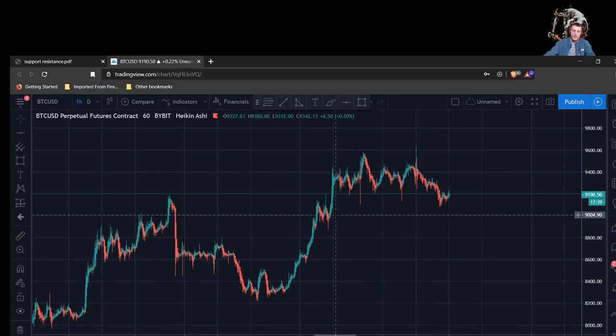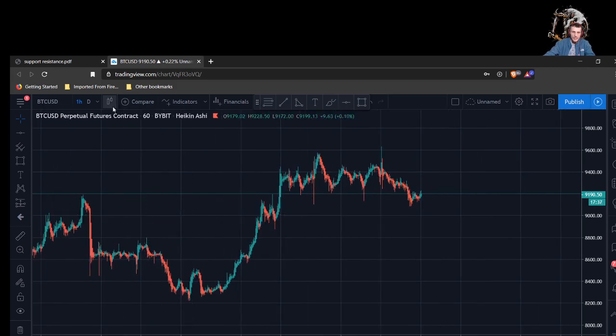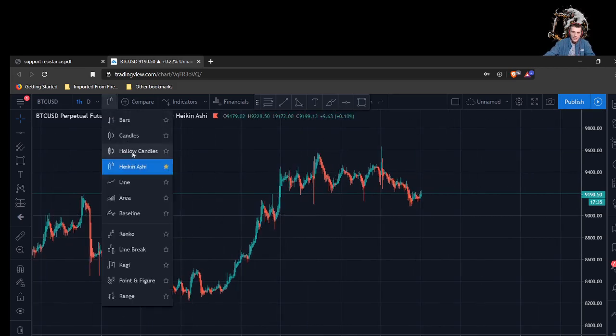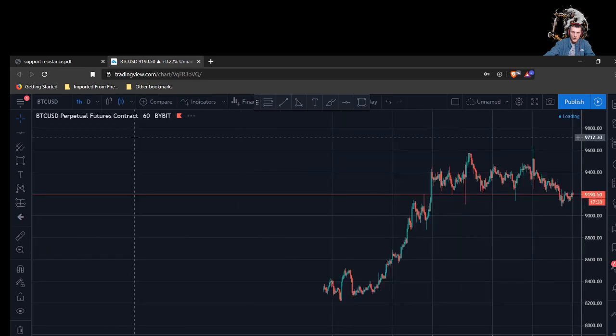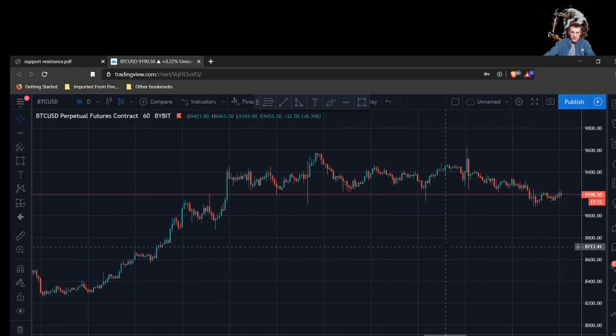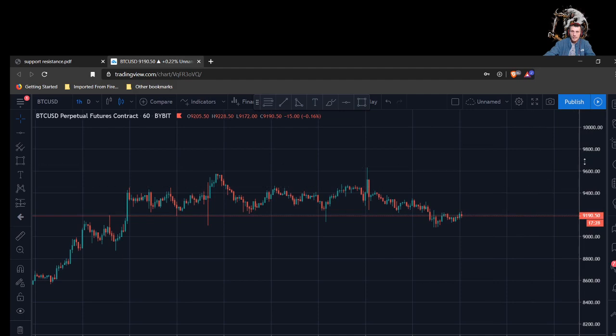I use Heiken Ashi candles. With regular candles, it doesn't hurt to use them. I just like Heiken Ashi because it takes out all the noise. But we'll move to these regular candles.